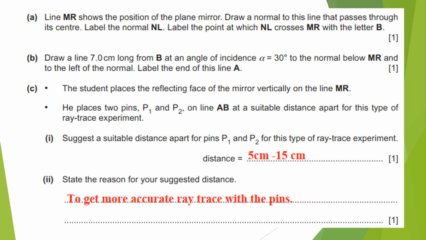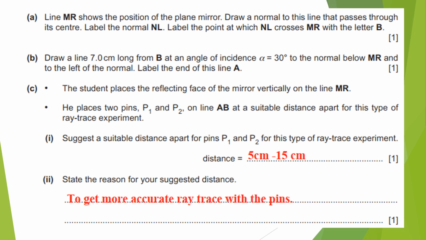The student places the reflecting face of the mirror vertically on the line MR. He places two pins P1 and P2 on line AB at a suitable distance apart for this type of ray trace experiment. Suggest a suitable distance apart for pins P1 and P2 for this type of ray trace experiment. So usually in all the light experiments, when we are using pins, the minimum distance between two pins should be 5 centimeter and maximum 15 centimeters. So you can write that with unit, that is for 1 mark.